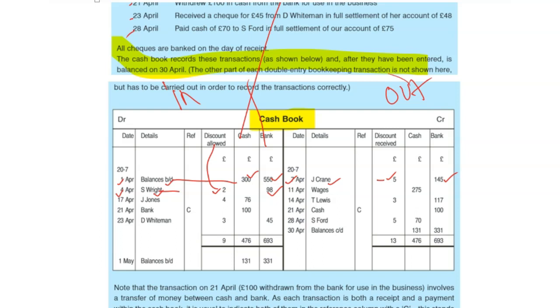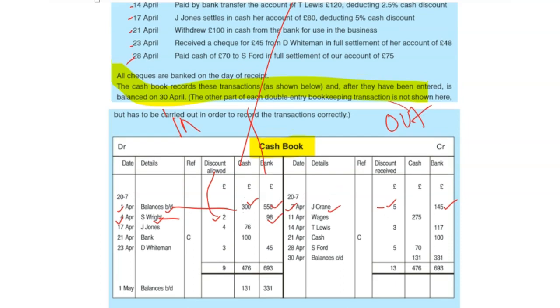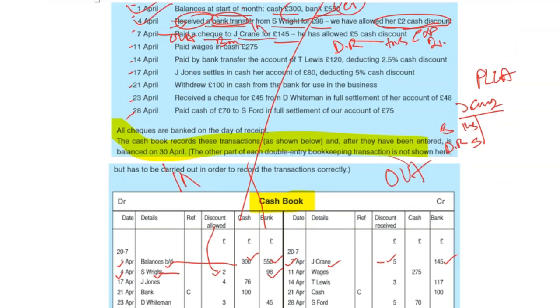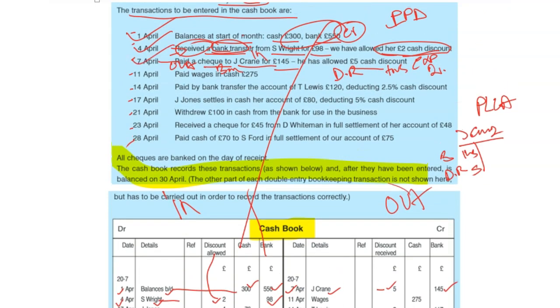Our bank is going down, bank is credit, and the J. Crane liability is also going down. If we were to do the J. Crane account, J. Crane would be debited with that amount, that is bank, and 5 would be discount received. Then we can transfer it to the PLCA later on, which you can check in our other videos on control accounts to get clarification. That's the 7th of April.